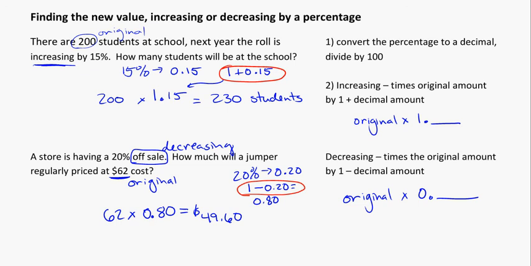And double check. Does it make sense? $62 regularly priced, on sale, $49.60. That is less, so yes, it makes sense.